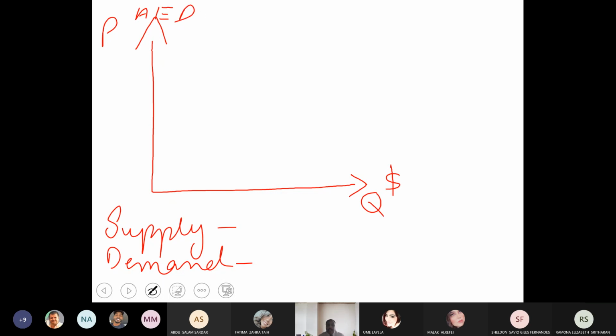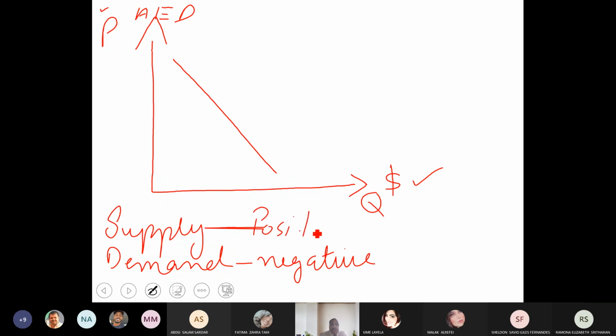AED, right? So now we know the law of demand shows a curve like this. This is the quantity and this is the price. The law of demand says that the relationship between the quantity and the price is negative. But the law of supply says the relationship between the price and the quantity is positive. Positive means it goes upward. This is the supply and this is the demand.